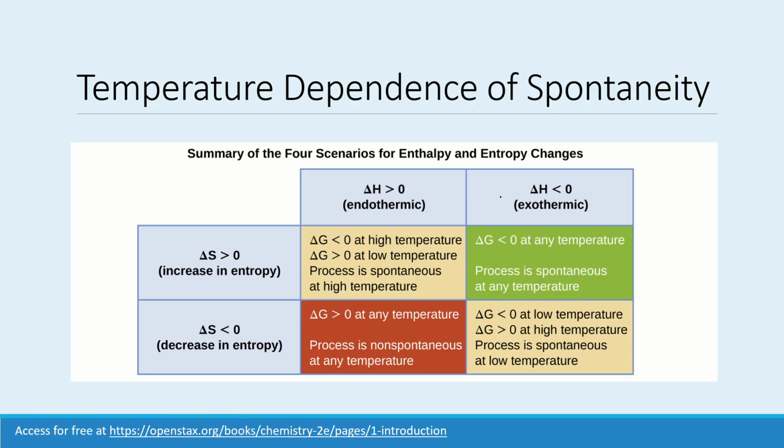Okay, so this table just summarizes what we've said. Again, exothermic reactions are going to be favorable as well as an increase in entropy. And so if you have both at the same time, you'll always have a spontaneous process. And then opposite, if you have an endothermic reaction with a decrease in entropy, you're never going to have a spontaneous process.